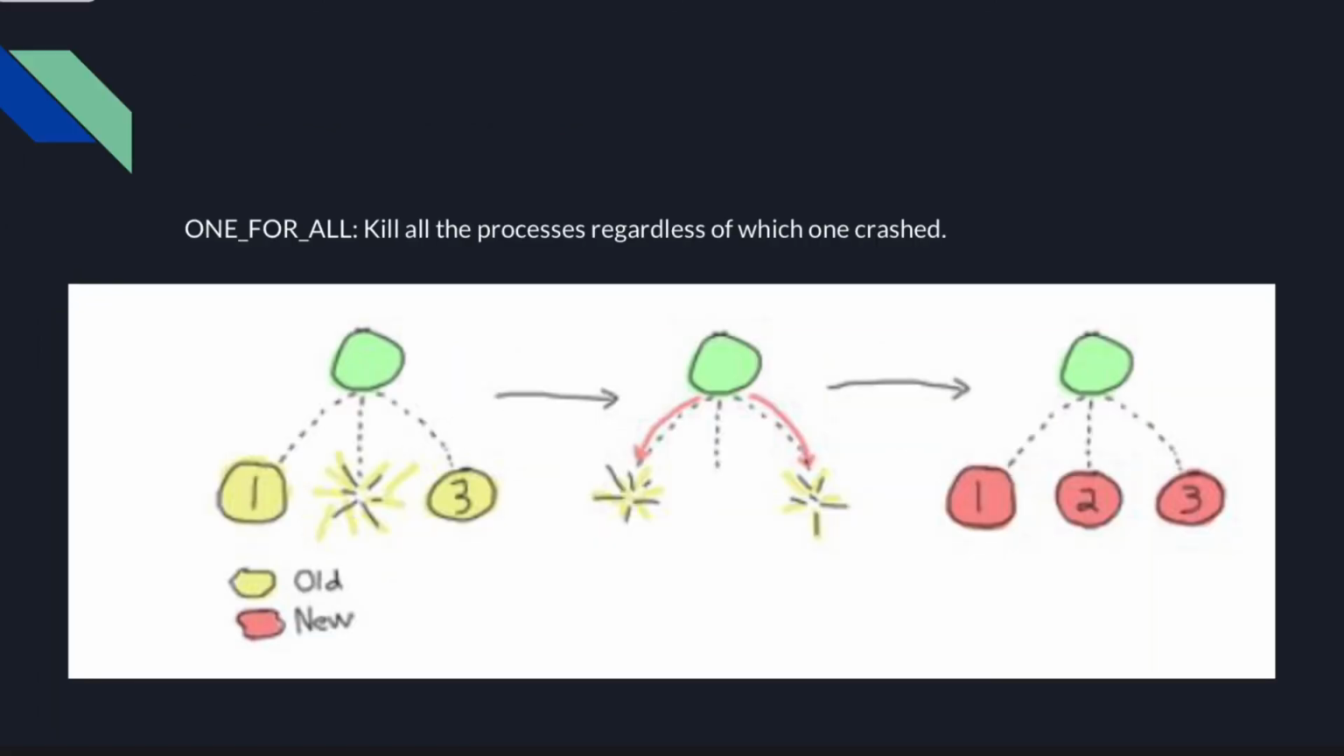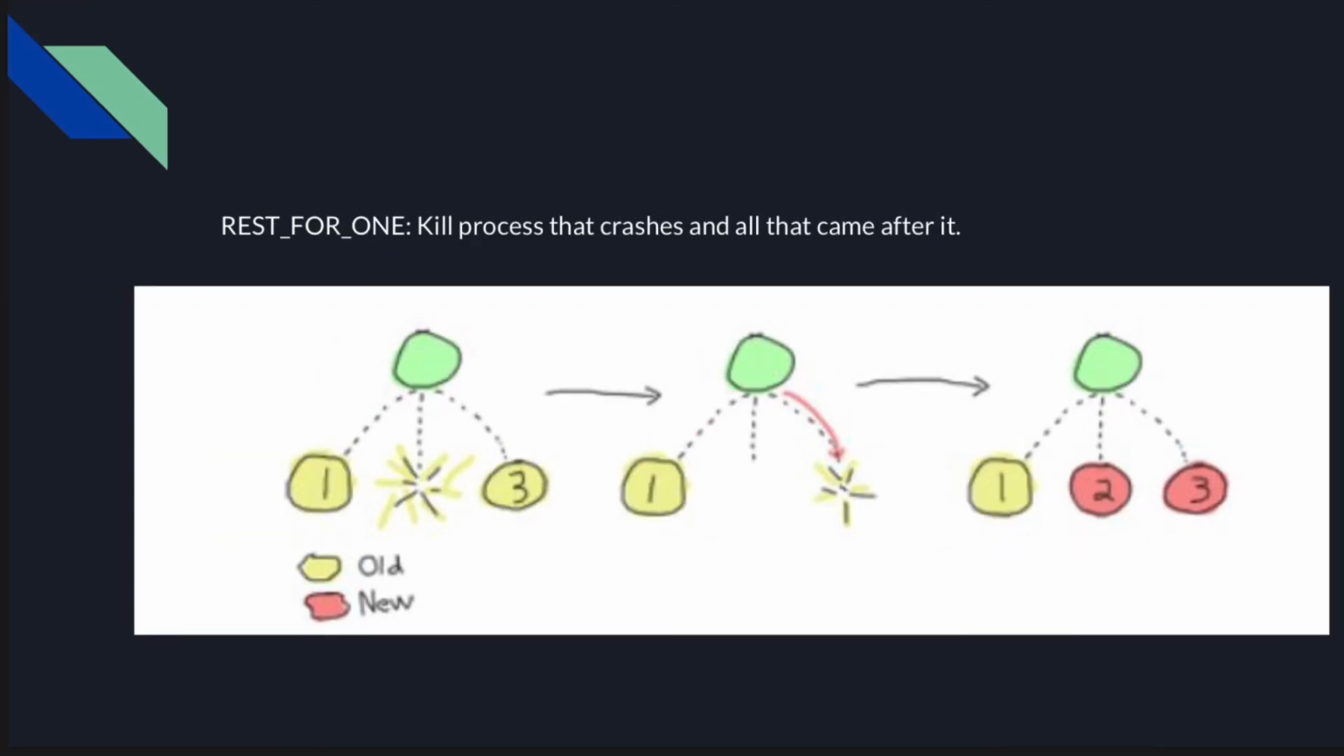A second way is called one for all, so this will kill all the processes regardless of which one crashed and then restart them as well. And finally, we have rest for one, which kills the process that crashes and also all the ones that come after it and then restarts those processes. All right, so this is the end of covering some of the concepts of Let It Crash in Erlang.